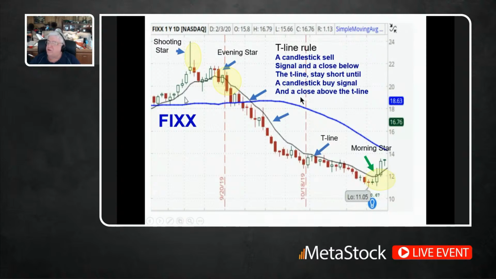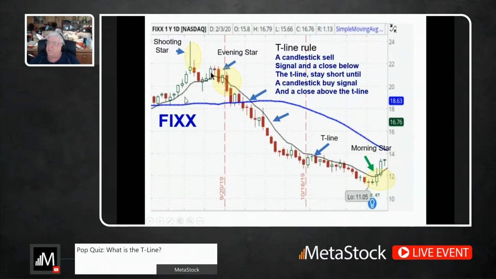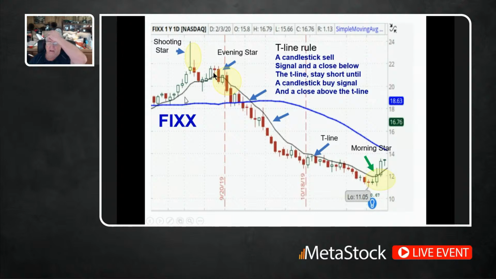Same scenario on the short side. If you see sell signals, a shooting star signal, an evening star signal, a 3-day signal: big up day, a day of indecision, a big down day that closes below the halfway point of that first big up day, that's your evening star signal, one of the 12 major signals.